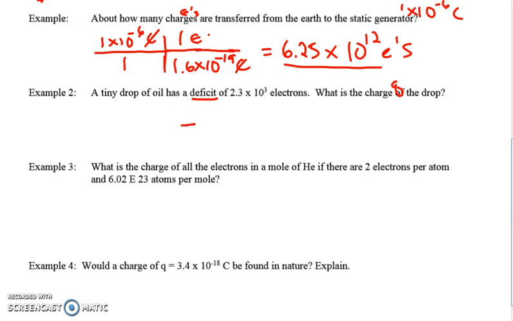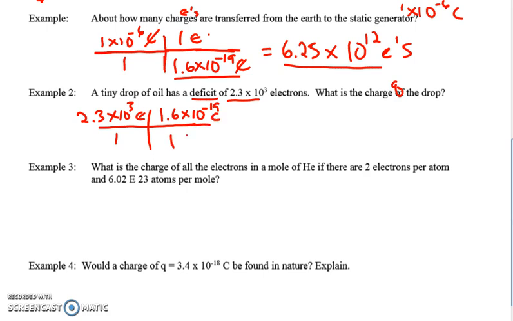So once again, I'm going to make this 4-square table. I'm going to take my given piece of information, 2.3 times 10 to the 3, and put the units, electrons, or just e's. Always put it over 1. Now I want to use my conversion factor, which is right here. I want the coulombs as my final answer, so I'm going to put it on top: 1.6 times 10 to the negative 19th coulombs over 1 e. Now I can see I simply multiply these.